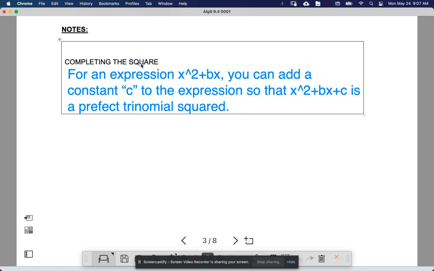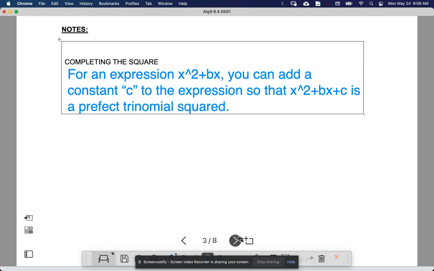So for completing the square, we're going to have some expressions that are the following. X squared plus bx. And again, this is coming from the standard form of our quadratic. So they're just going to give us this in our expression. When we have this, we can complete the square by adding a constant c. That's this part right here, this constant c, adding to it to make it a perfect trinomial squared.